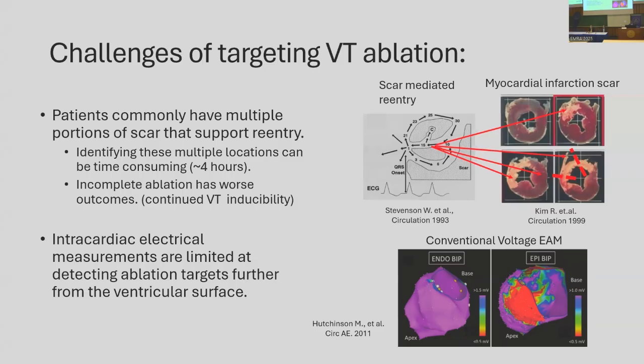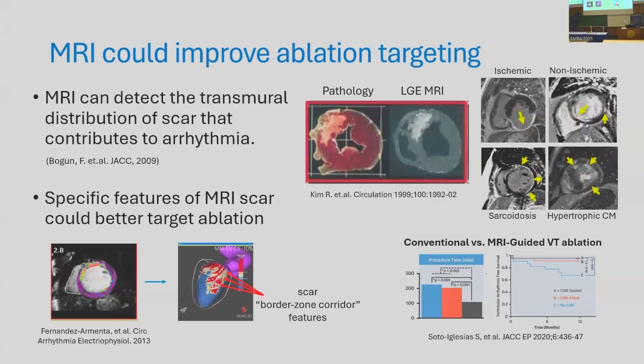Another limitation is that our current intracardiac electrical measurements are limited at detecting ablation targets that are further from the ventricular surface. So in this example, we see a case where electrical measurements were made across the interior surface of the heart in the typical first-line fashion. However, the map looked entirely normal, indicated by normal high voltages, purple. But when higher risk epicardial access, so access to the outside of the heart, was performed, then you could see the scar that was leading to the VT in this patient. A particular issue is that when the scar might be mid-myocardial, then both the endocardial and epicardial maps may appear normal, so it can be hard to determine where to ablate.